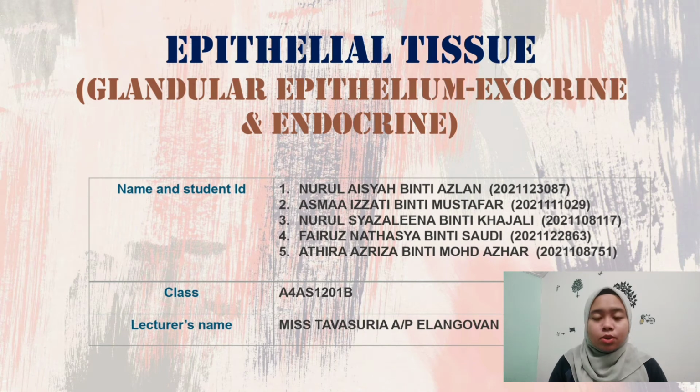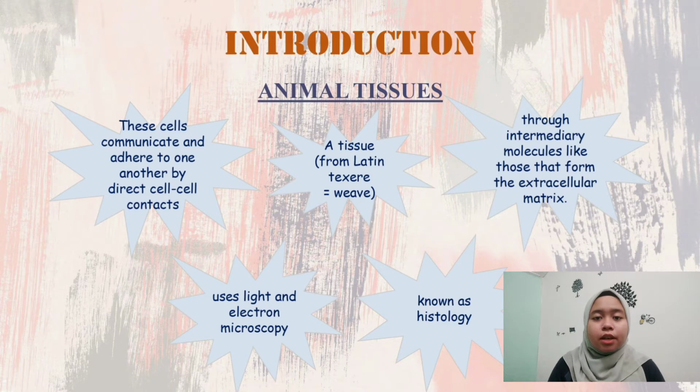Today, I'm going to talk about glandular epithelium, exocrine and endocrine, which is a subtopic of epithelial tissue. So, for the introduction, animal tissue, from the Latin word texere, which means weave, is a group of cells that work together to carry out one of several functions in organisms such as plants and animals.